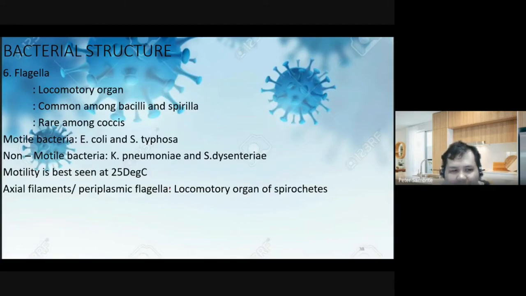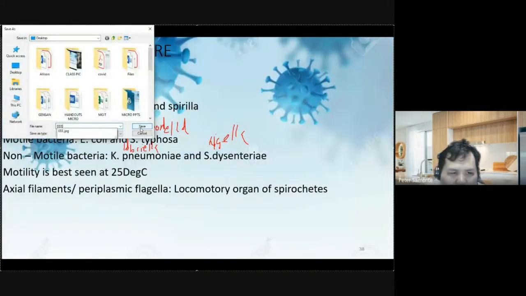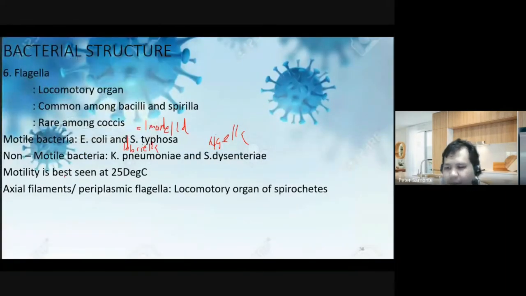An example of motile bacteria would be your E. coli and your Salmonella typhosa, while non-motile are your Klebsiella pneumoniae and your Shigella dysenteriae. Now, motility is best viewed usually at 25 degrees centigrade, or room temperature.